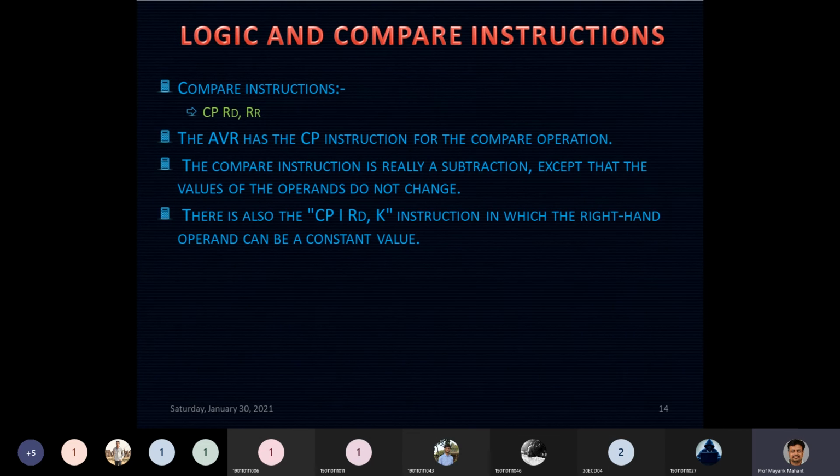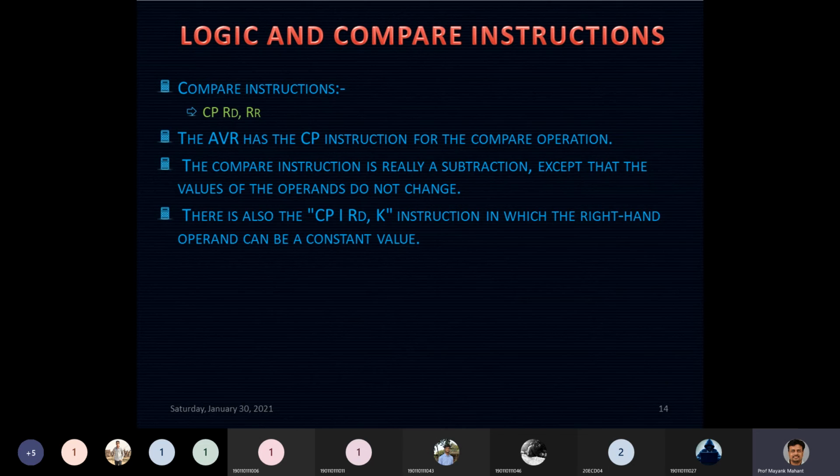And the last is the compare instruction. We already discussed the CMP instruction in the 8085 microprocessor. In the same way we have a compare instruction in our AVR microcontroller, that is CP Rd, Rr. This AVR has a CP instruction for the compare operation. It is merely a subtraction, meaning it does Rd minus Rr, and if the carry flag is raised, Rd is less than Rr. If the flag is not raised, Rd is not less than Rr, and if the zero flag is raised, Rd is equal to Rr. This is a very simple concept.